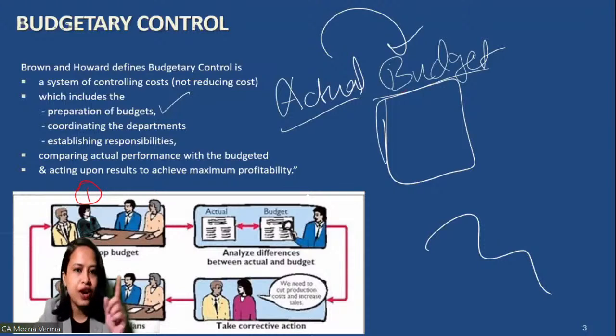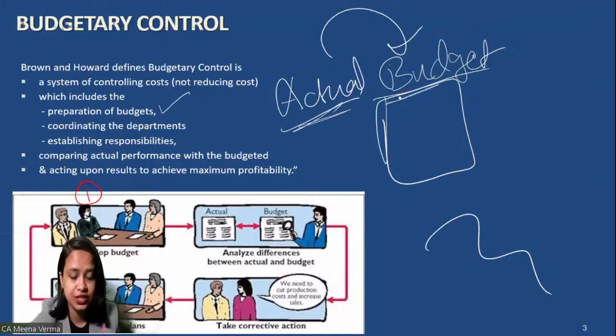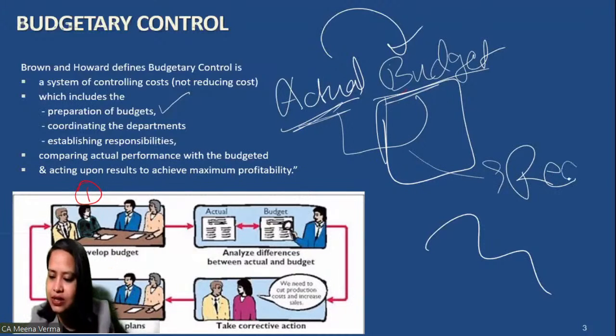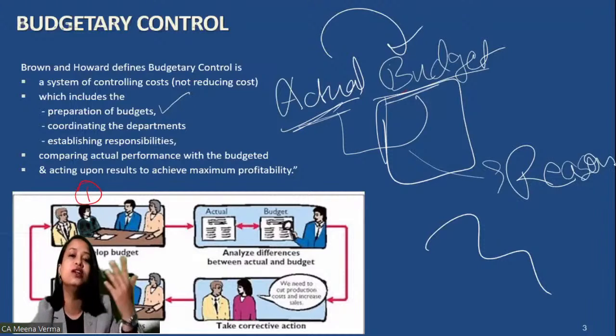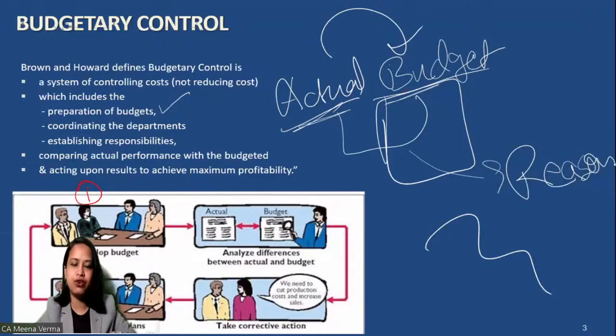Then you try to find out the difference, you analyze the difference between the actual performance and budgeted performance. You want to find out the reason why this difference is arising here. Then if there are adverse variances, you will try to find out the way to correct that. So then you take corrective action, and then accordingly for the next year you modify your future plan. So this is how budgetary control works.